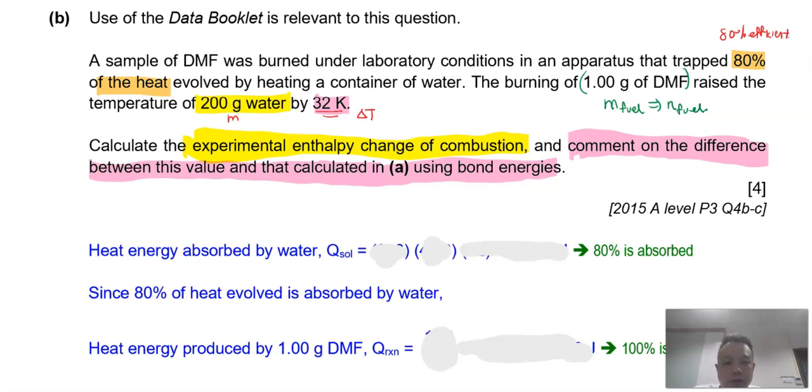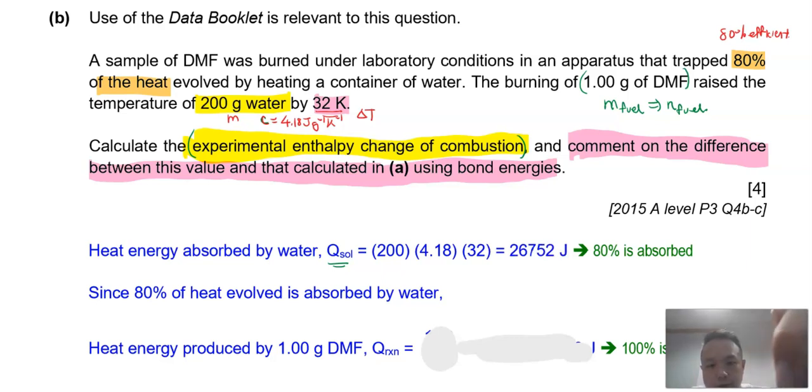Okay, so in this case, we are supposed to calculate the experimental enthalpy change of combustion. So let's take a look. We can find q equals mc delta T over here, because we know that for water, the c is a very well defined number. The c is just equal to 4.18 J per gram per Kelvin. So in this case, m is 200, 4.18 is the c, delta T is 32. So we can work out this value. Once we get this value, 26752, this is the amount of heat that is absorbed.